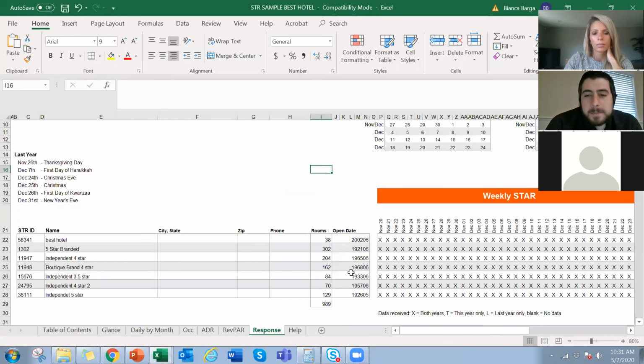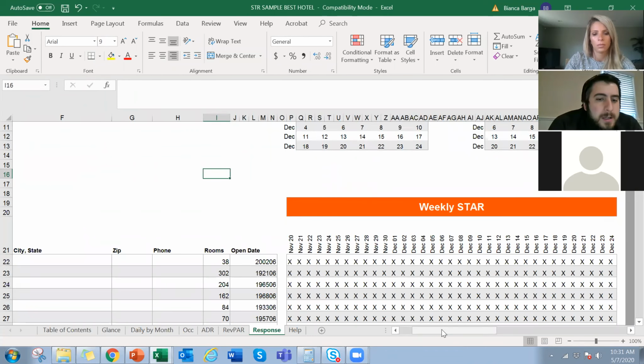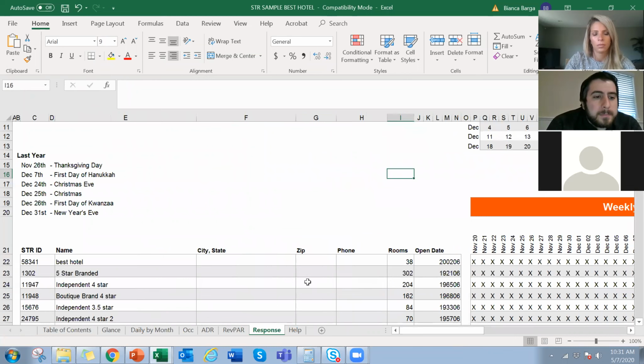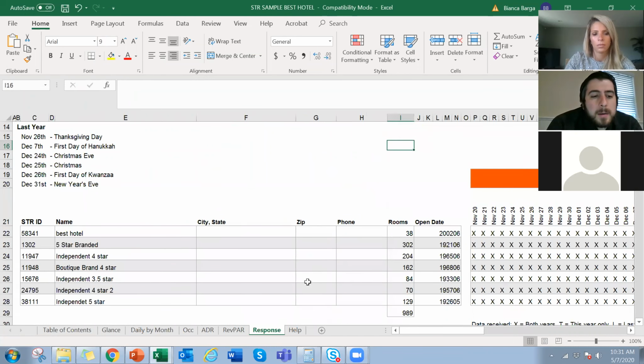The next tab is the response tab. This is a nice tab to see, because now this is where you're going to see your actual comp set. So you can see here, if you're looking at our STAR sample report, we don't have names in here. This is a sample. So you see 5-star branded, independent 4-star, and I think this report was from 2016. But you're going to see your hotel name here. You're going to see your city, state, zip code, phone number. An important thing here is your total rooms.